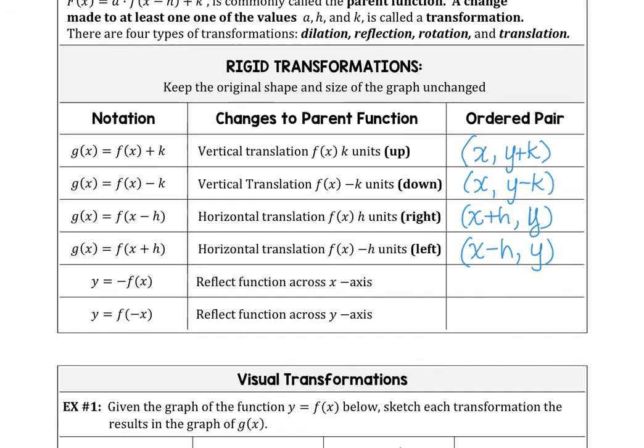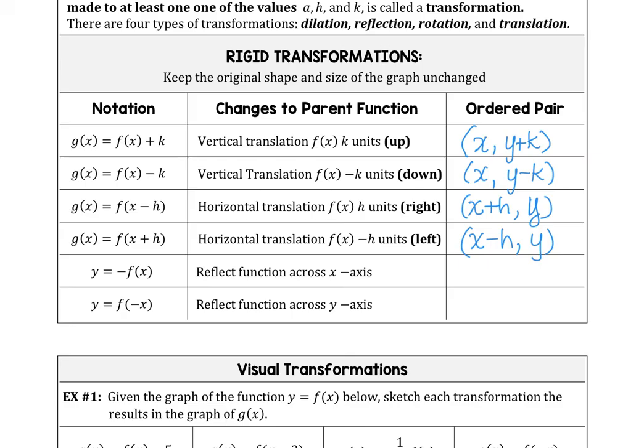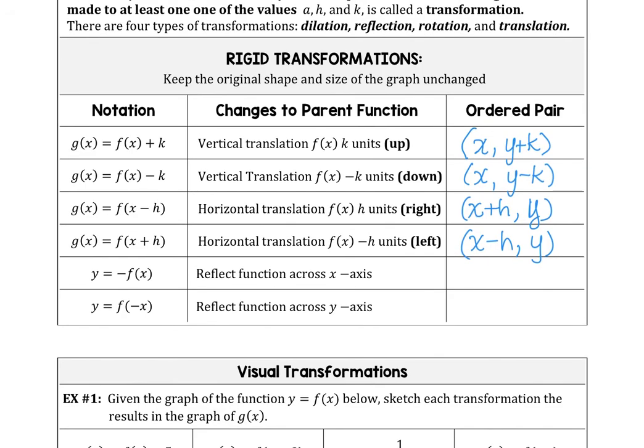If you reflect a function across the x-axis, so we're reflecting on the x-axis, we have to change the y. So keep the x value constant and do the opposite of the y for each ordered pair. And then to reflect across the y-axis, we're going to change the x. So the ordered pairs would be the opposite of x and the y stays constant.